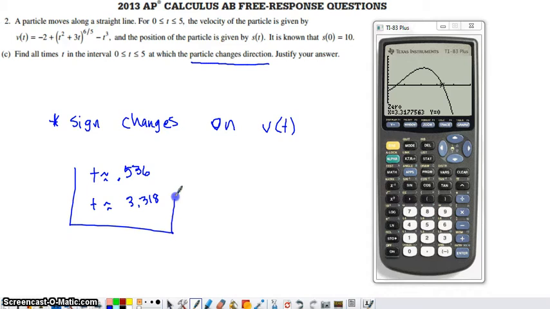So we have 2 times when the direction of the object changes. It happens anytime velocity changes signs. The object changes direction as we cross this t value, and again as we cross this t value. We use the calculator to find those t values.